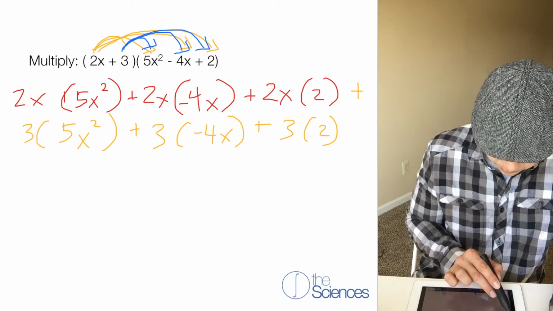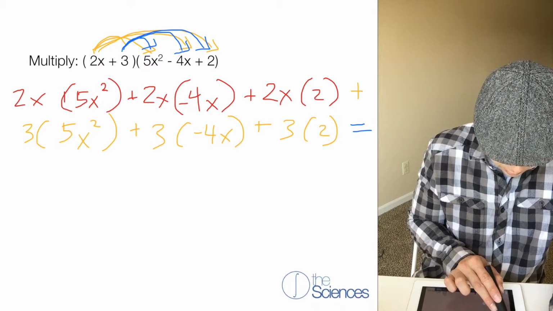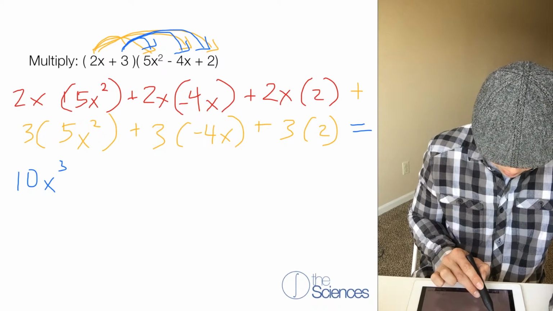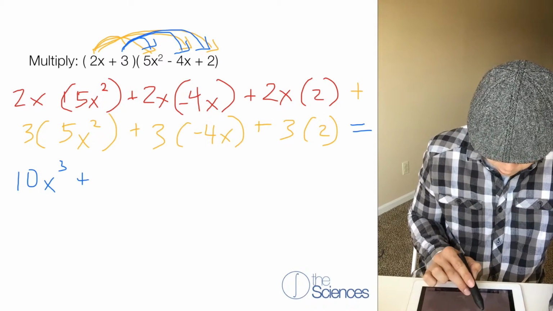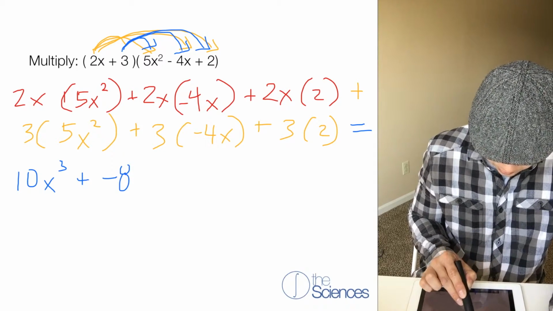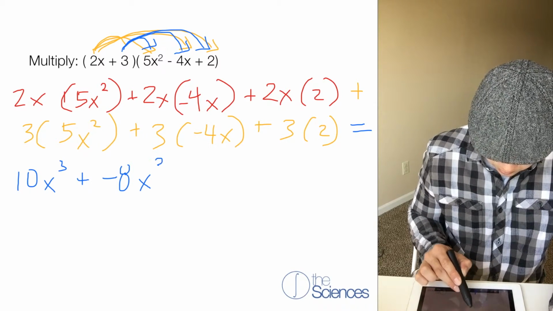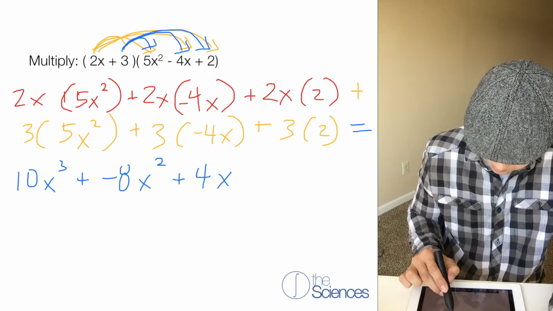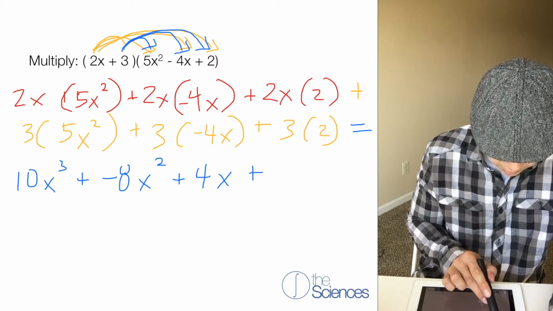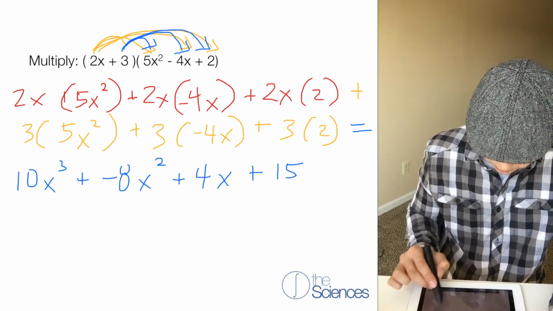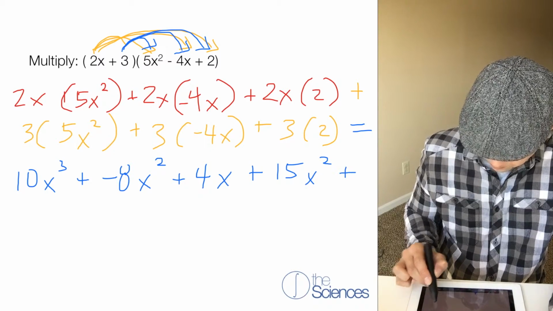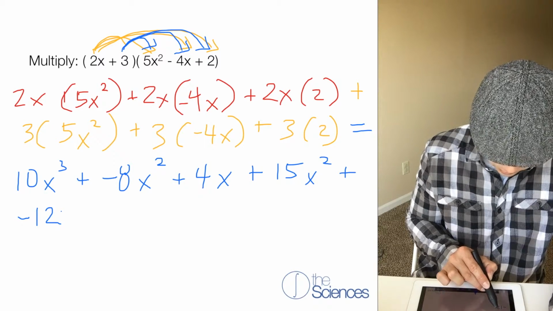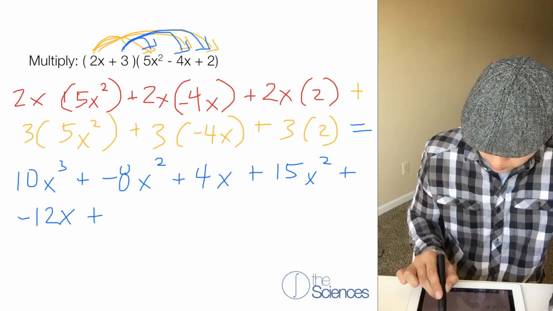So now we get 2 times 5 is 10. x times x squared is x cubed. Plus 2 times negative 4 is negative 8. x times x is x squared. Plus 2 times 2 is 4x. Plus 3 times 5 is 15, and we have x squared. Plus 3 times negative 4 is negative 12, and then we have x. Plus 3 times 2 is 6.